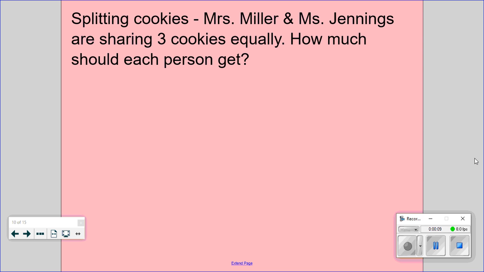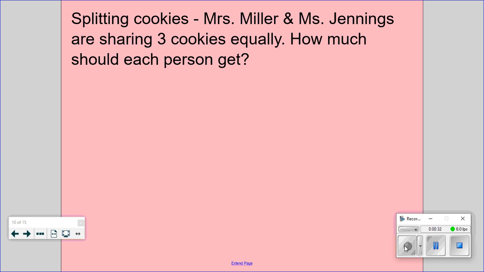But our question today that we're starting with is very similar to one that we started with on Friday, which is splitting cookies. Miss Miller and Miss Jennings are sharing 3 cookies equally. How much should each person get? Go ahead and write that down, please, as your title.